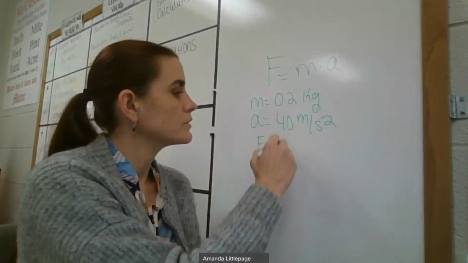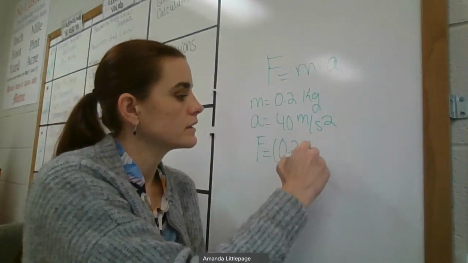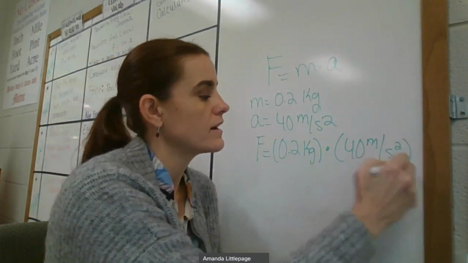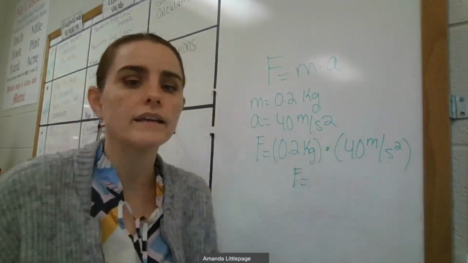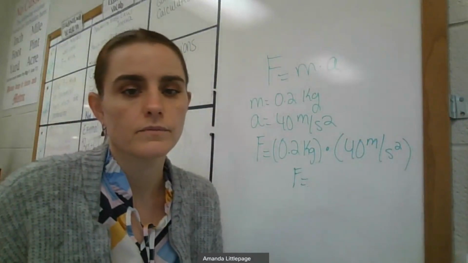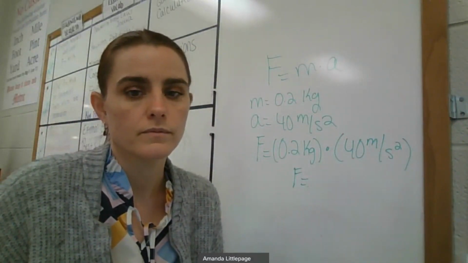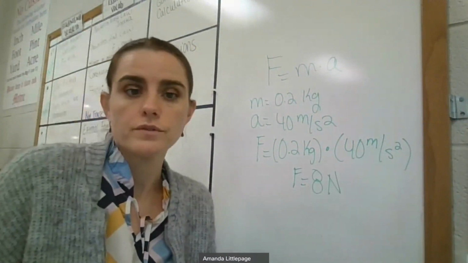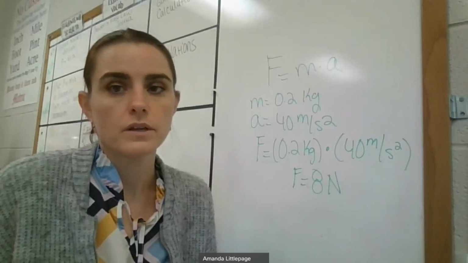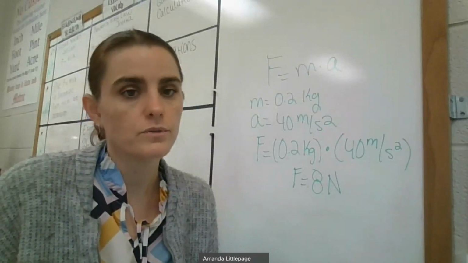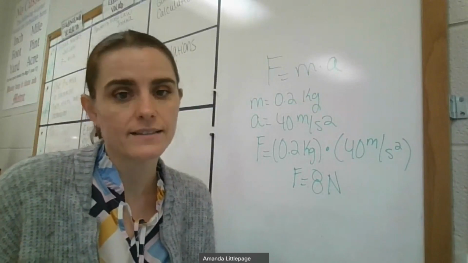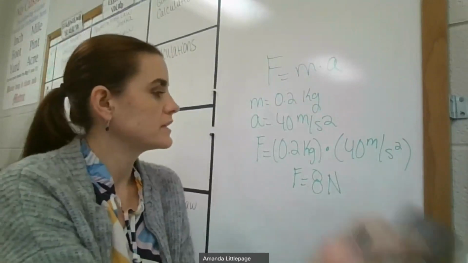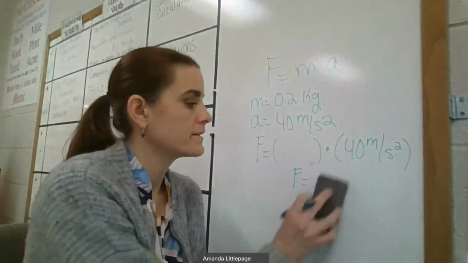So F is equal to 0.2 kilograms times 40 meters per second squared. And let's plug that in and see what we get. All right, so you should have come up with 8 newtons. So this is a force of 8 newtons. Let's try the next example, number 2. A 6-kilogram cat accelerates at 1.5 meters per second squared. Find the net force.